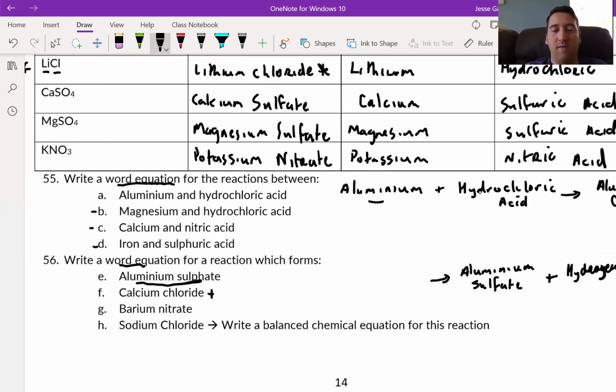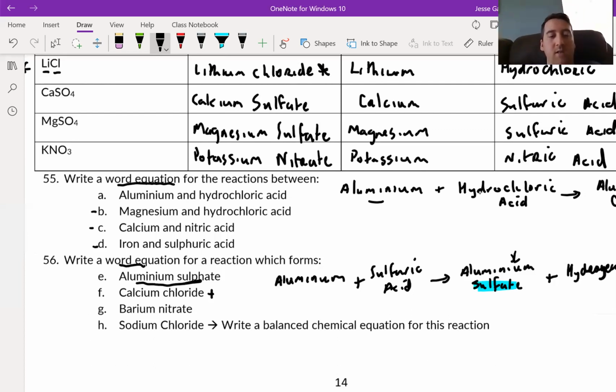It doesn't really matter what order you do these in. I'll do this here, and I'm thinking about what was the stuff involved. What were the reactants? Well, my metal here is aluminium, and then sulfate was the name of the salt. So again, see how that works. What I want you to do is pause the video and finish down to H, please.